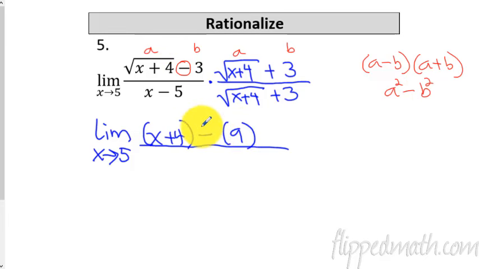Okay, and then the point of this is now you've got an x minus 5 that is going to cancel with that x minus 5. And this thing's going to clean up quite a bit now. We can take the limit as x approaches 5. You can just do direct substitution.